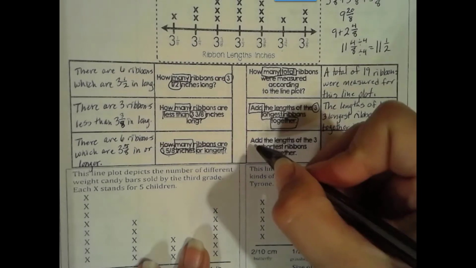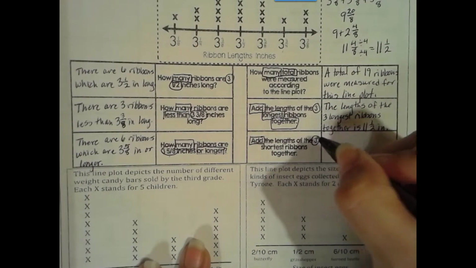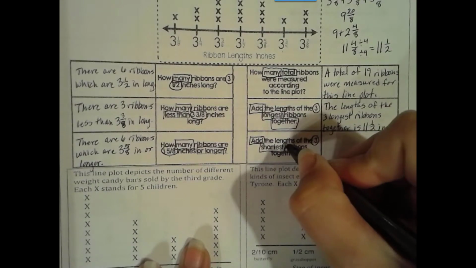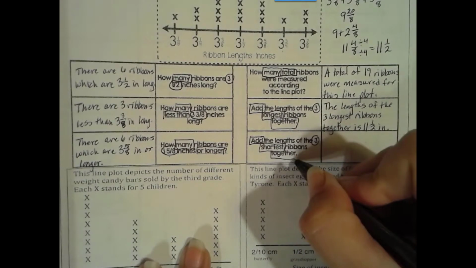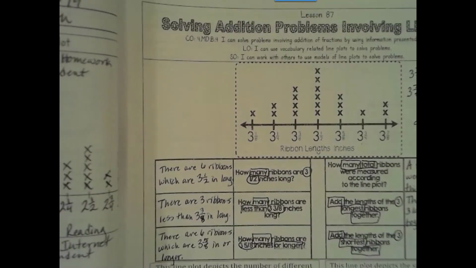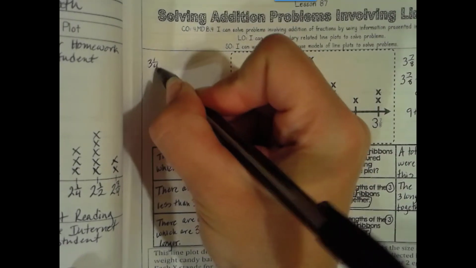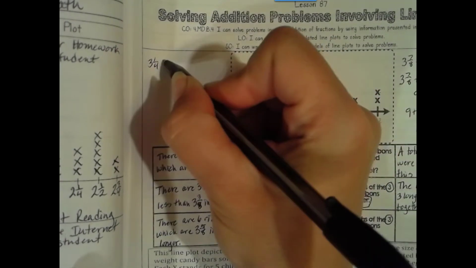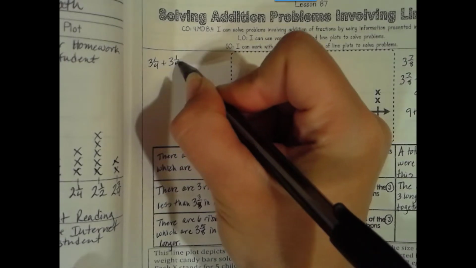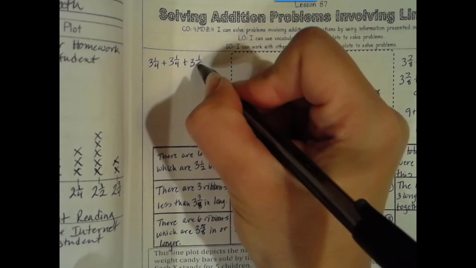Now this one says add the lengths of the 3 shortest ribbons together. So our 3 shortest are these 3 here. So I have 3 and 1/4 and 3 and 1/4 and 3 and 1/8.